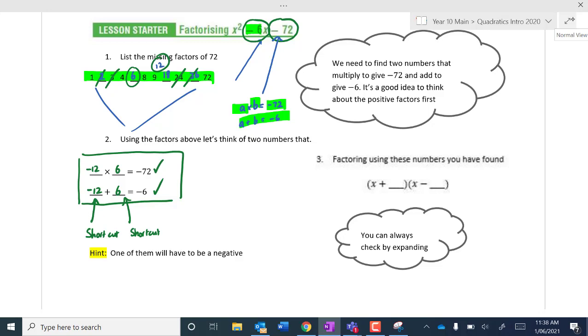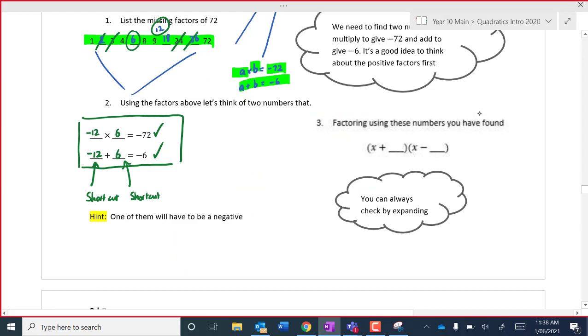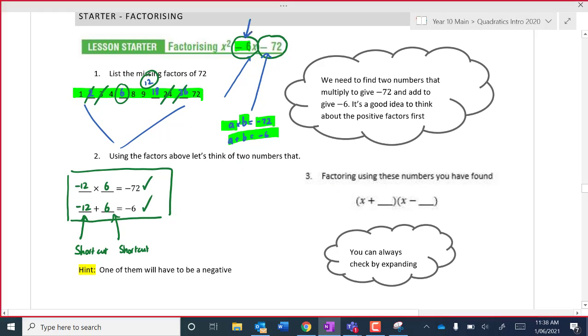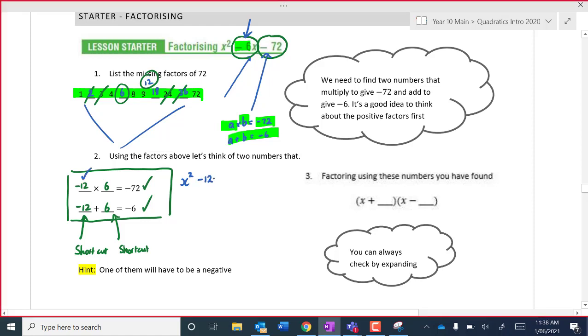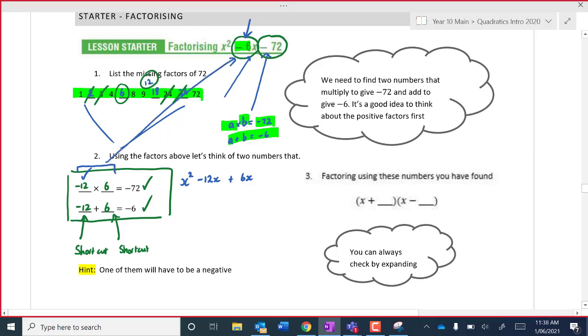What we've got now is these numbers here, minus 12 and positive 6. What we're doing is splitting this middle term up into two terms. So with x squared, you can see here that's going to be minus 12x plus 6x. So you can see there that minus 6x is a combination of minus 12x plus 6x.